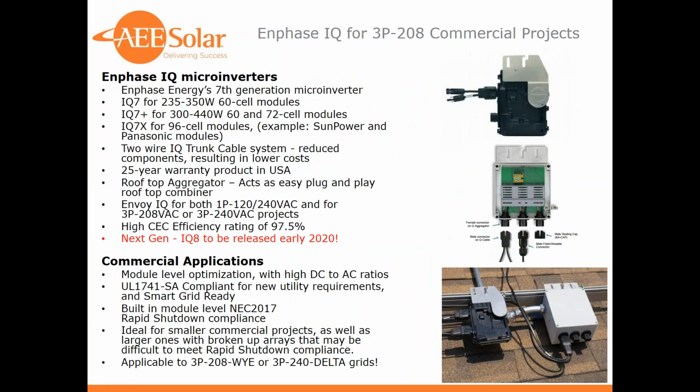We mentioned N-phase IQ microinverters that are a possibility for 3-phase 208 applications and 3-phase 240 for smaller projects or for projects that are broken up that need to meet rapid shutdown. This is their 7th generation microinverter. We also can get the IQ7X if you happen to be using SunPower or Panasonic modules, those high voltage, low current 96 cell modules. 25-year warranty, and Enphase has an Envoy IQ for both single-phase applications and a new Envoy that will accommodate three-phase applications.